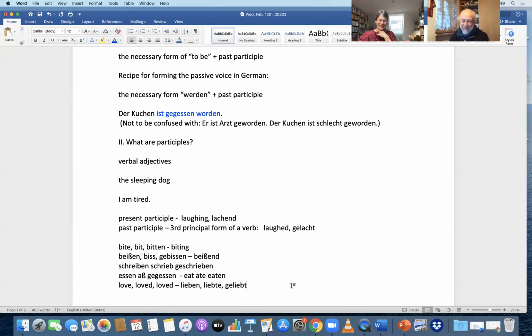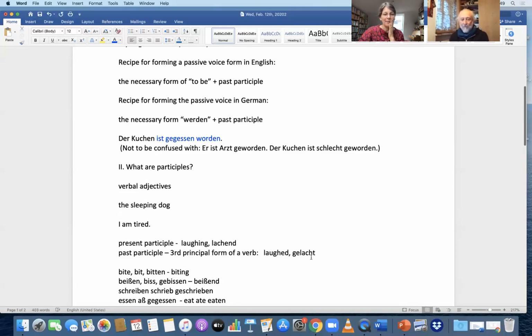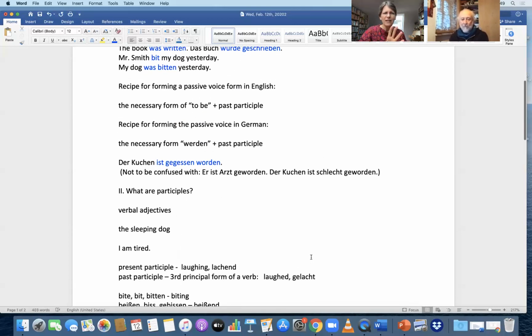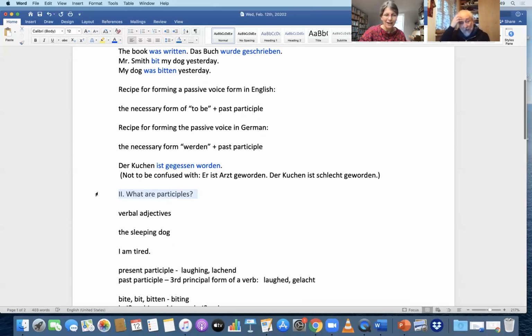Lieb, liebte, geliebt, yeah. Okay, so it's very important to remember these are not the same forms. When you say he was loved, wurde geliebt, then this is not, as in English, the simple past, it's the past participle. It just happens to look like the simple past. So anyway, this is enough on participles for now, I think.